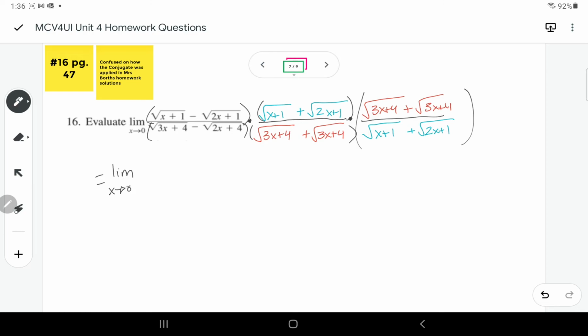So I'm going to multiply here first. So here I'm going to get root x plus 1 times root x plus 1, which is just x plus 1. And then a minus and a plus, and those middle terms are going to cancel out. Then I'll have minus 2x plus 1. So that's what I get on the top of the first two fractions. Then I'm going to do the same on the bottom. Root 3x plus 4 times root 3x plus 4 is just 3x plus 4.